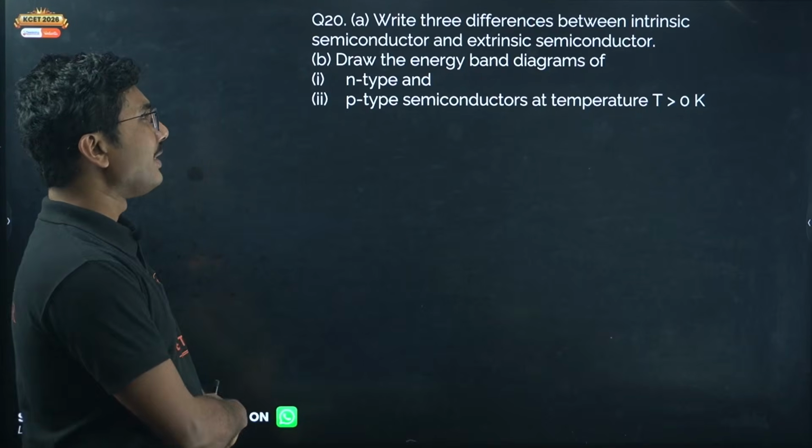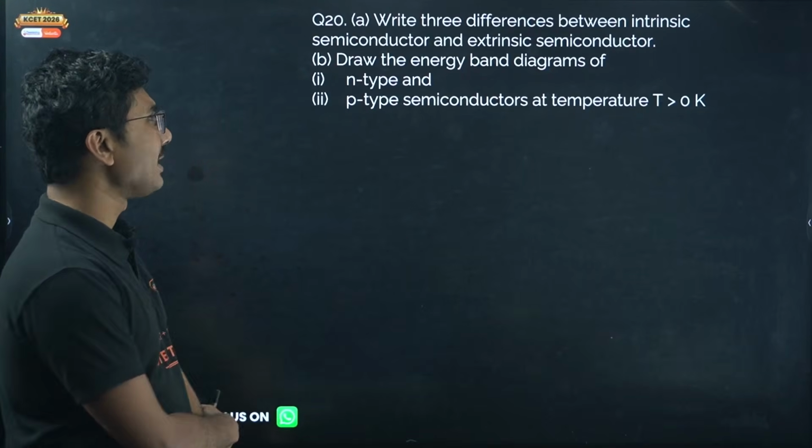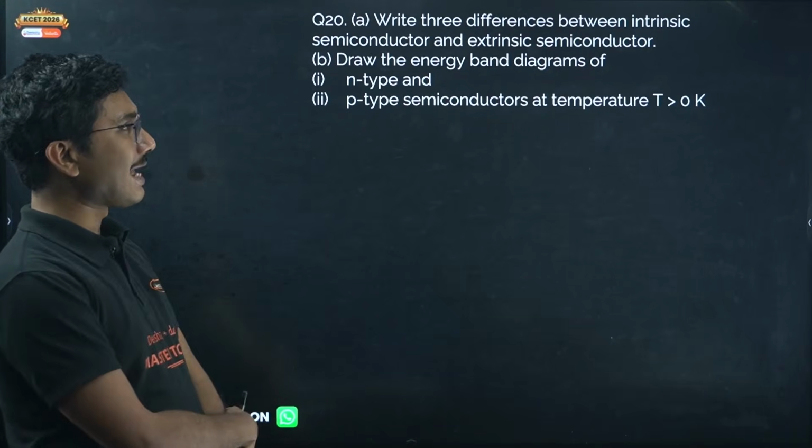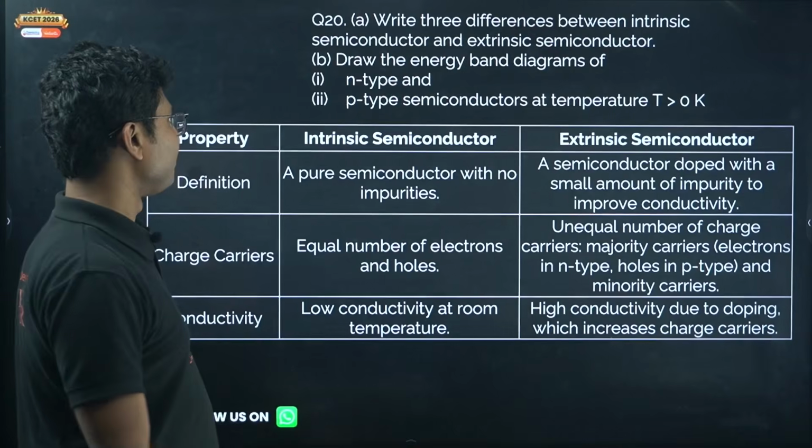Write three differences between intrinsic semiconductor and extrinsic semiconductor. Draw the energy band diagrams of N-type and P-type semiconductor at temperature T greater than 0 Kelvin.